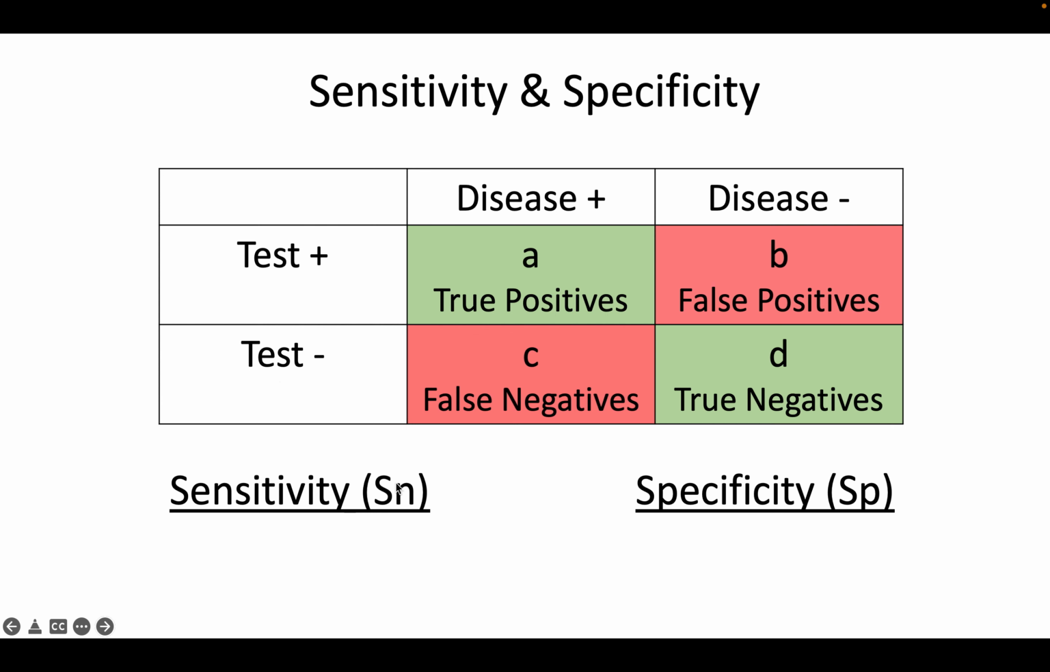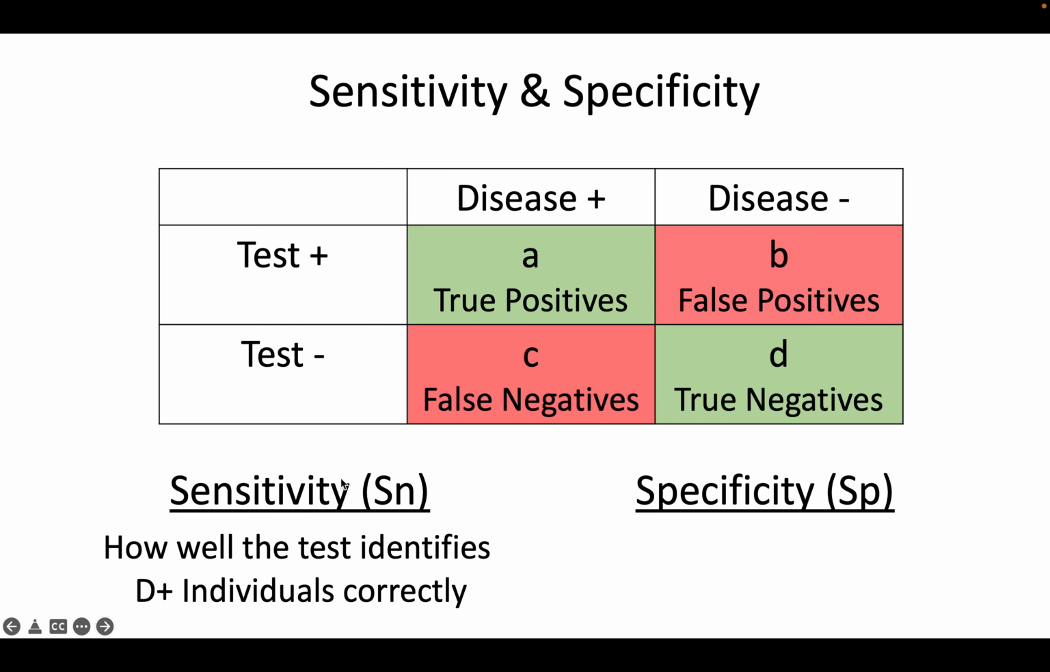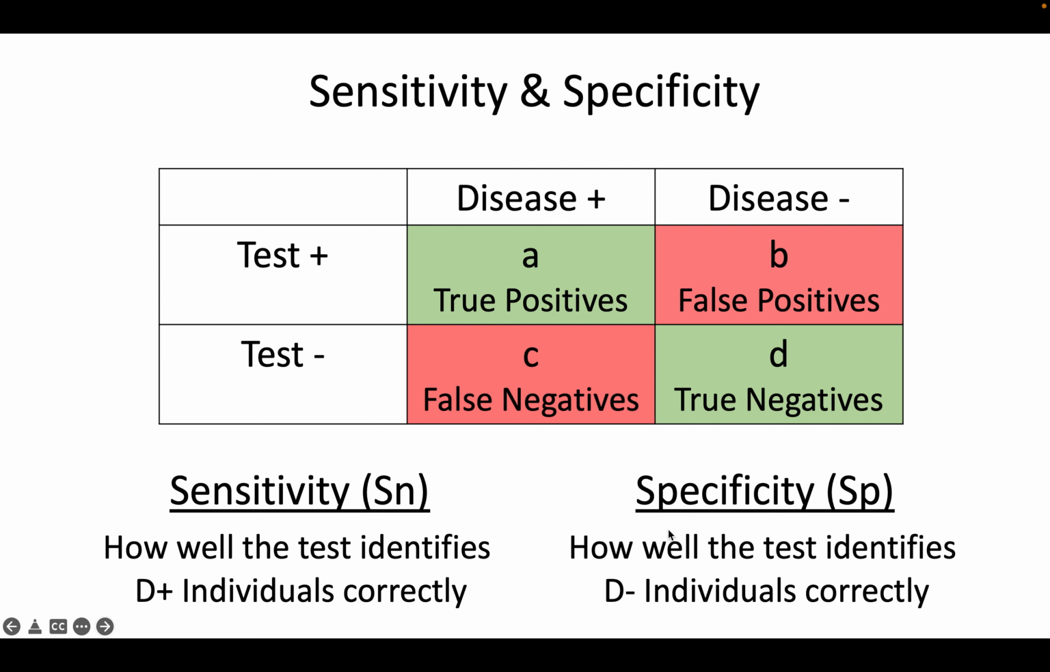So sensitivity is often shortened to SN, and it measures how well the test identified disease positive individuals, while specificity, often shortened to SP, measures how well the test correctly identified disease negative people.